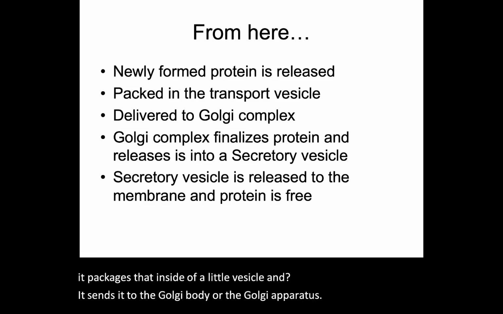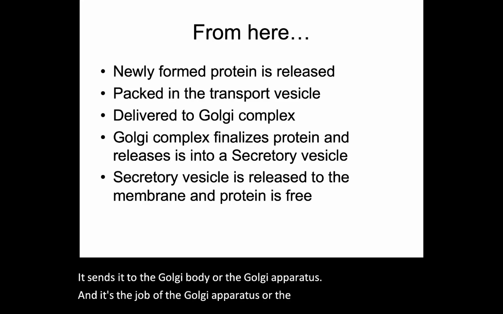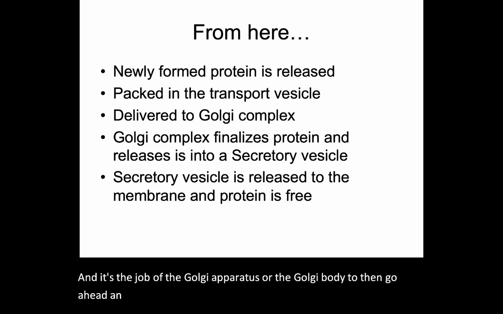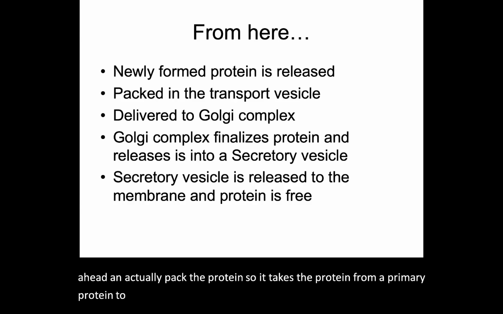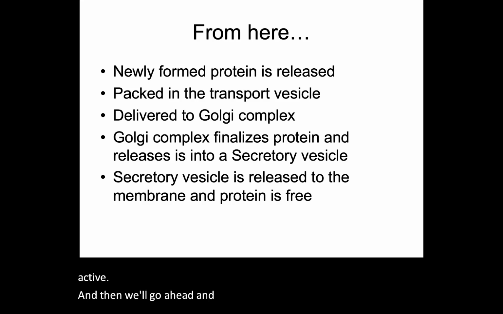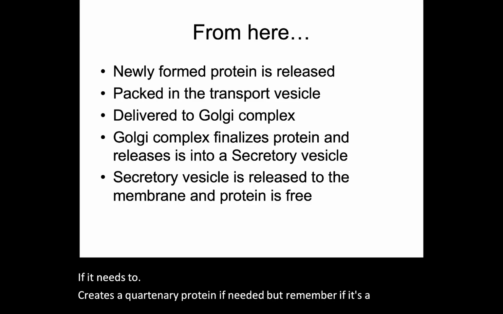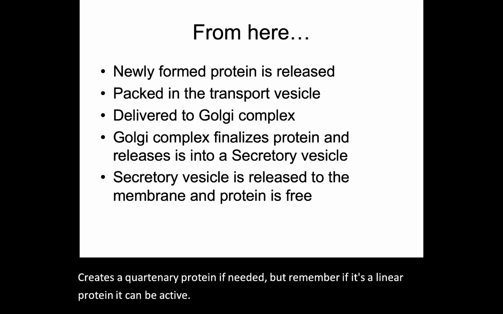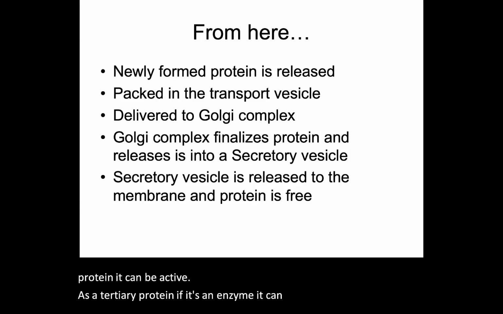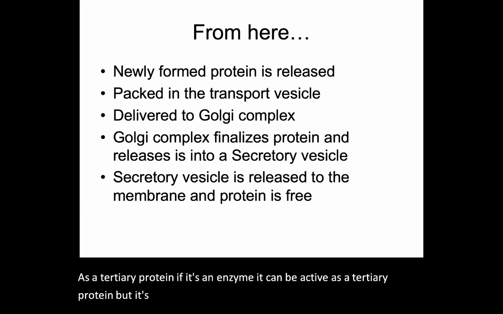And it's the job of the Golgi apparatus or the Golgi body to then go ahead and actually pack the protein. So it takes the protein from a primary protein to a secondary protein to a tertiary protein where it may be active, and then eventually, if it needs to, creates a quaternary protein, right, if needed. But remember, if it's a linear protein, it can be active as a tertiary protein. If it's an enzyme, it can be active as a tertiary protein. But it's the job of the Golgi body to do that.